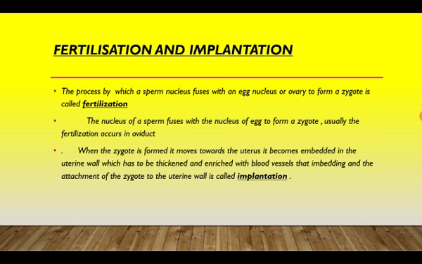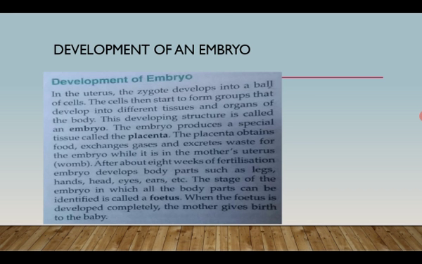Now the zygote divides many times and forms an embryo. Now the embryo comes down and fuses with the uterus with a special type of structure called the placenta. Here the embryo grows. After 8 weeks, the embryo develops body parts such as legs, hands, head, eyes, ears and so on. The stage of the embryo in which all body parts can be identified is called a fetus. When the fetus is completely developed, the mother gives birth to the baby after 9 months. You can see that in your book, figure number 9.4, A, B, C and D.